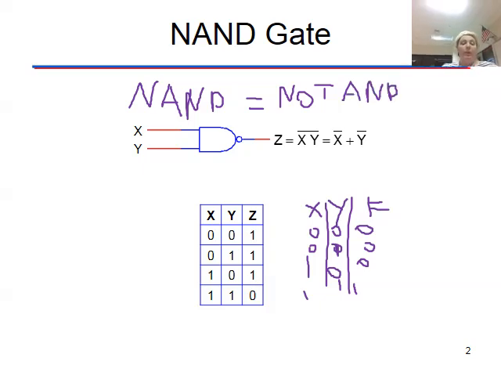If I wanted to build a NAND gate out of an AND gate and an inverter, it would look like this. I would have an AND gate. And then I would have an inverter straight after. So this is essentially what a NAND gate is.